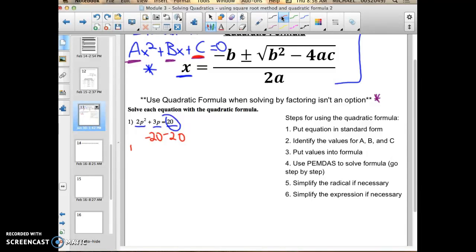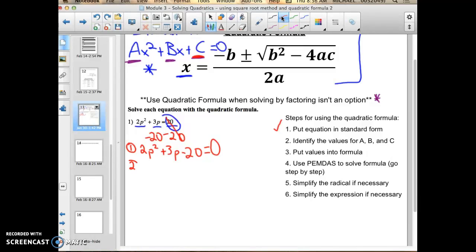So I'm going to rewrite it. Step 1, put it in standard form. It now becomes 2p squared plus 3p minus 20. It cancels out on this side, so when it cancels out and there's nothing left, it equals 0. So I have done step 1. I put it in standard form.